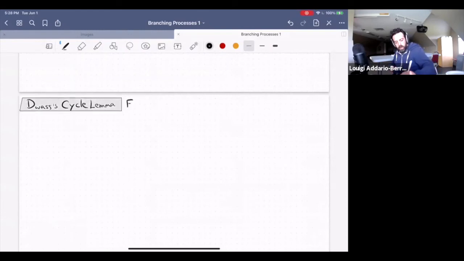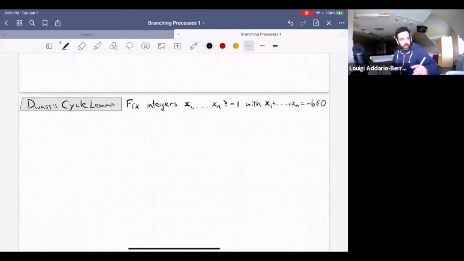Okay, so it says the following: if we fix integers x1 up to xn, maybe I should call these y or something, because they're really the values minus one, not the random numbers of children, but those values minus one. I'm going to stick with my notes because I don't want to get into trouble. So these are all at least minus one, and their sum should be equal to some value minus b, which is negative, or non-positive anyway, okay?